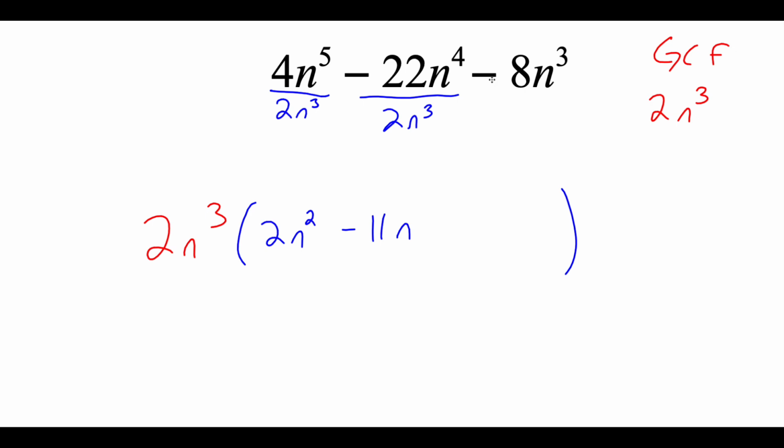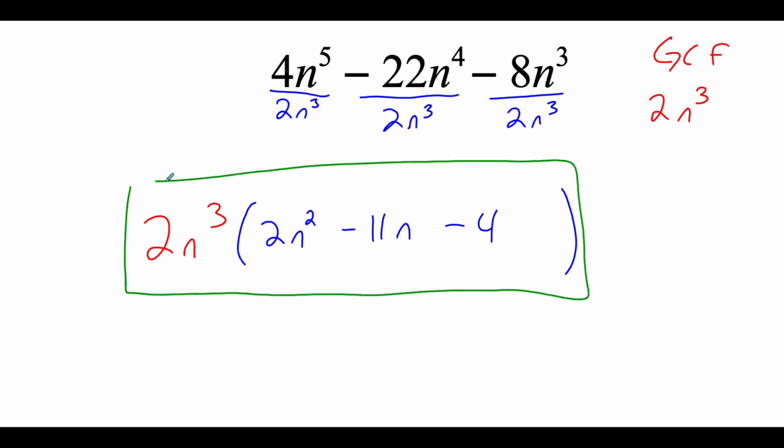Now lastly, I have this negative 8n cubed, and I'm going to divide that by 2n cubed. Well, negative 8 divided by 2 is negative 4. N cubed divided by n cubed, 3 minus 3 is 0, so there are no n's attached to my final answer. So I get 2n cubed times 2n squared minus 11n minus 4.